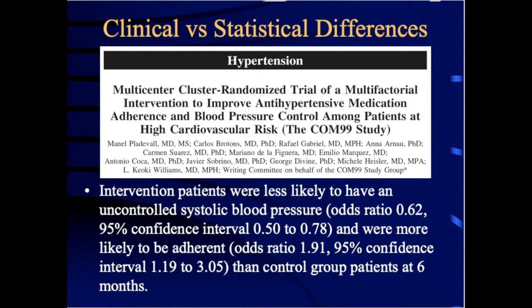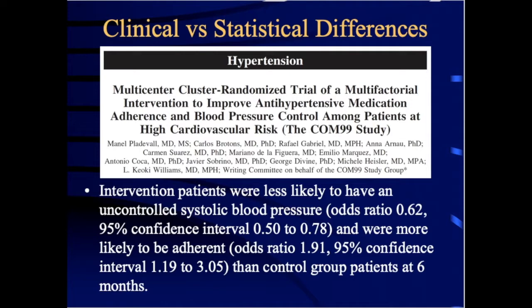A little note about clinical versus statistical differences. This was a study published in 2010 in Circulation, and it stated that intervention patients were less likely to have uncontrolled systolic blood pressure, odds ratio of 0.62, 95% confidence interval of 0.5 to 0.78, and were more likely to be adherent than control group patients at 6 months.